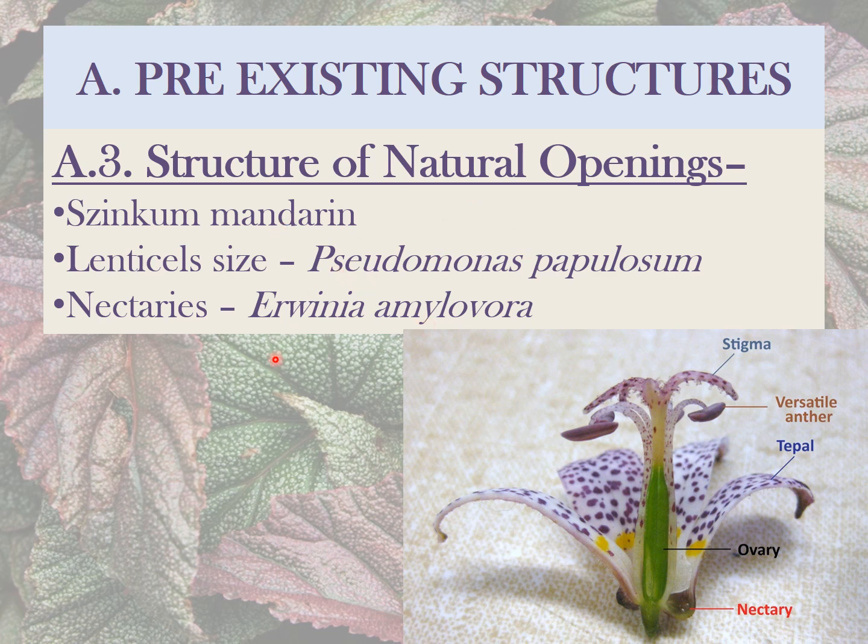So one is the stomatal size, which is seen in case of Zinc mandarin. The second one is the lenticel size, which is seen in some apple varieties, and the nectaries, which is also seen in some apple varieties. If these natural openings or their structure is modified, then that prevents the entry of the pathogen. So this is again an example of a pre-existing structural barrier which gives resistance to the plant.